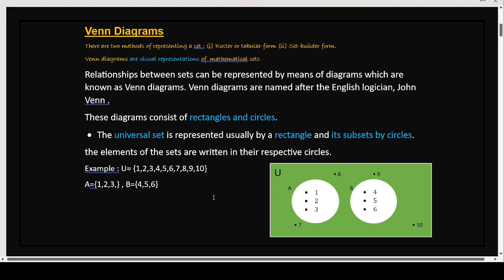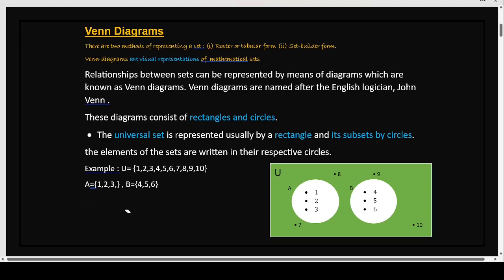Let us see an example. In this example, the universal set has the elements 1, 2, 3, 4, 5, 6, 7, 8, 9, 10. We have represented this universal set in a rectangle. You can see it here. U is written here, that means this is a rectangle, the universal set is written here, and the elements should be written inside the rectangle. Now we have two sets, subsets of this universal set.